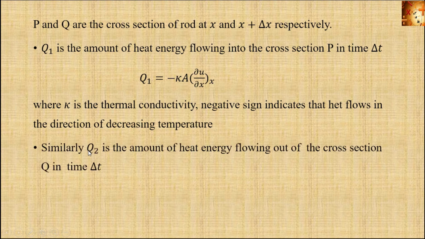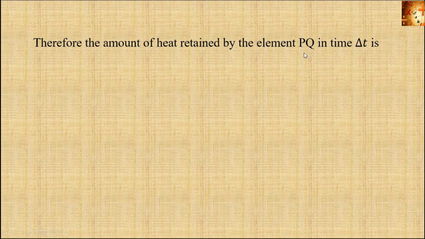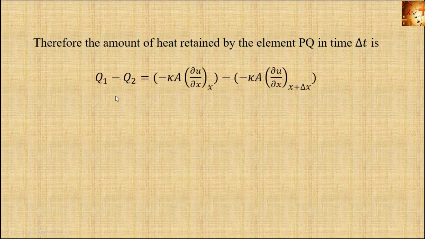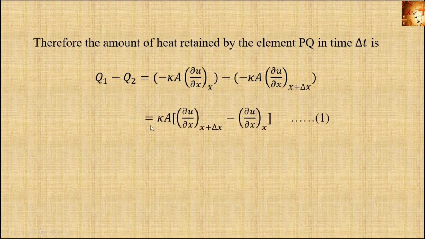Similarly, Q2 is the amount of heat energy flowing out of the cross section Q in time delta t. Q corresponds to the position x plus delta x. So Q2 = -KA ∂u/∂x at x plus delta x. Then what will be the net heat energy retained in the slab PQ? It is Q1 minus Q2, that is equal to -KA ∂u/∂x at x plus KA ∂u/∂x at the point x plus delta x. Here KA is common, therefore KA times [∂u/∂x at x plus delta x minus ∂u/∂x at x]. Put it as equation number 1.